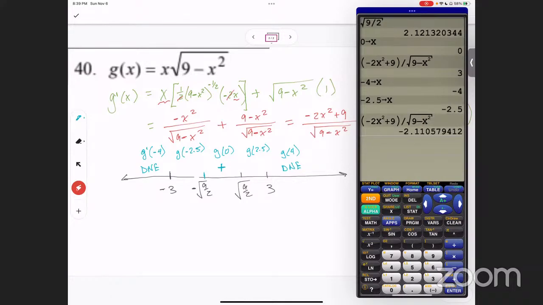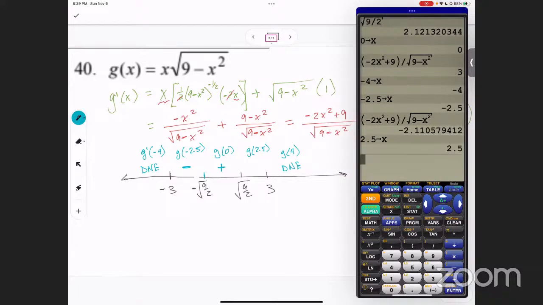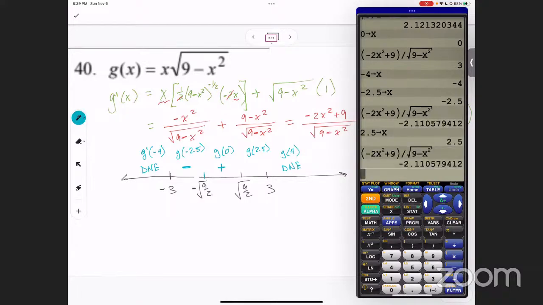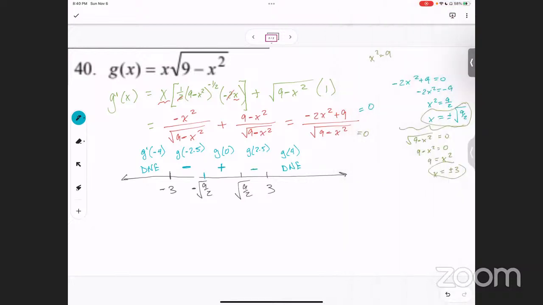And I got what? A negative number. So this is negative here. And now let's store 2.5 for x. And hit second enter, and hit enter. And I get another negative number. Okay. So what does that mean about my original graph? What is g of x doing in this region right here? Decreasing. Good. And what's it doing in this region? Increasing. And what's it doing in this region? Decreasing. Good. And so we're going to write that up here.